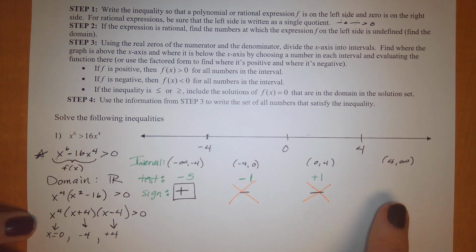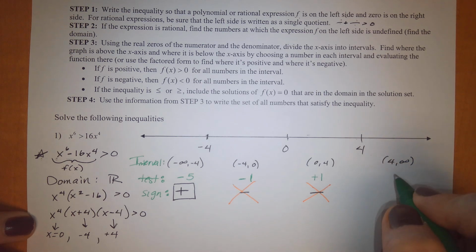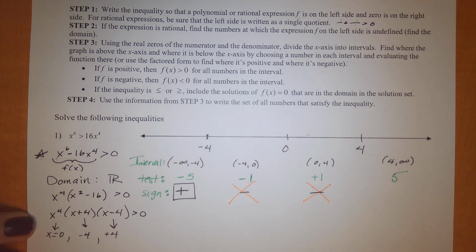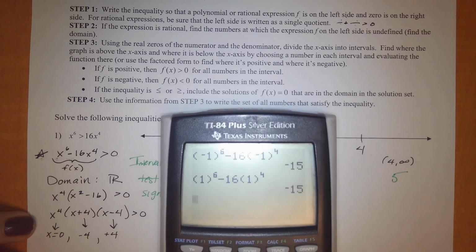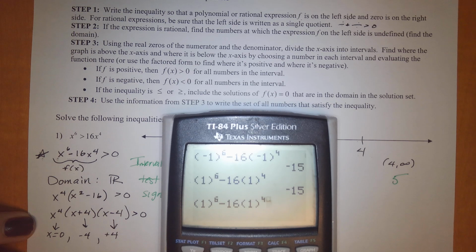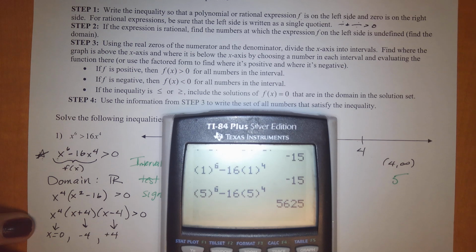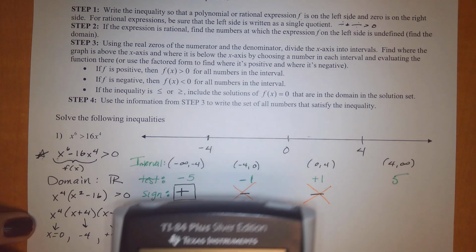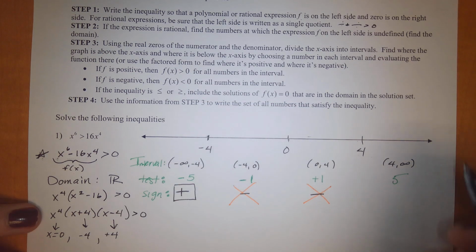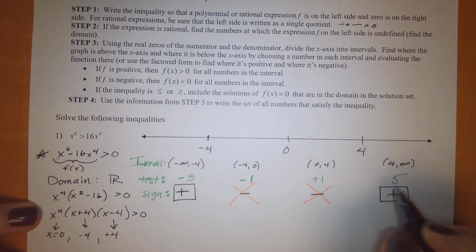The last number I'm going to try is something in the interval from 4 to infinity. So let's try the number 5. If I try the number 5 in my calculator, we have 5 to the 6th power minus 16 times 5 to the 4th power. And we get a positive 5,625. We get a positive. Hey, that fits my interval.